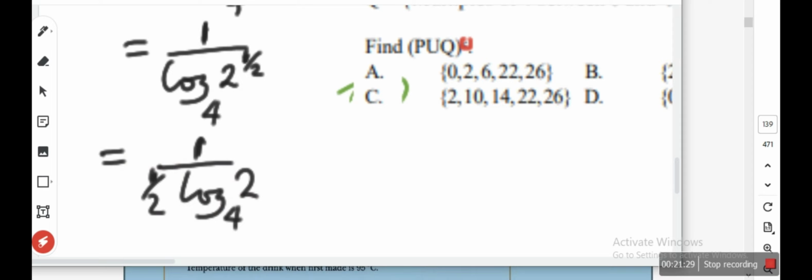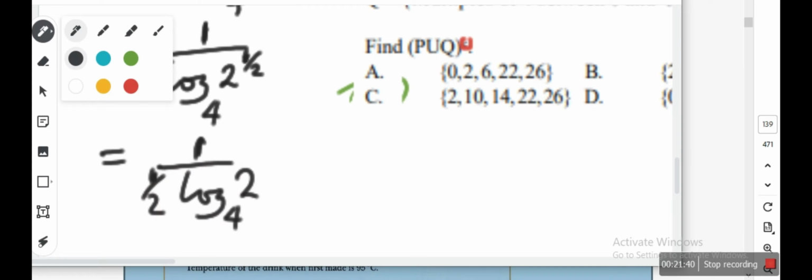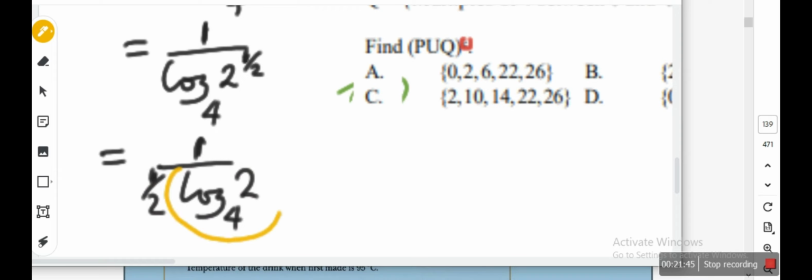There are many ways to do it. You can convert this to indices, it will help you to find what this will give. I was asking you to convert only this one I circled in yellow to indices. That's one method, and it will be easier for you. Call it x, and changing it to indices will be 4 raised to the power x equal to 2. So what should x be?